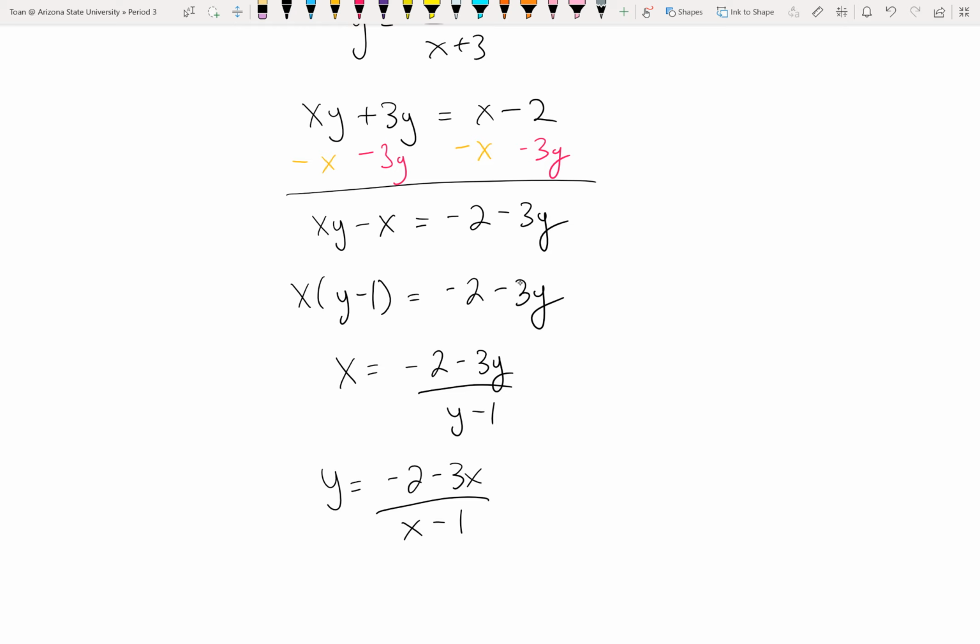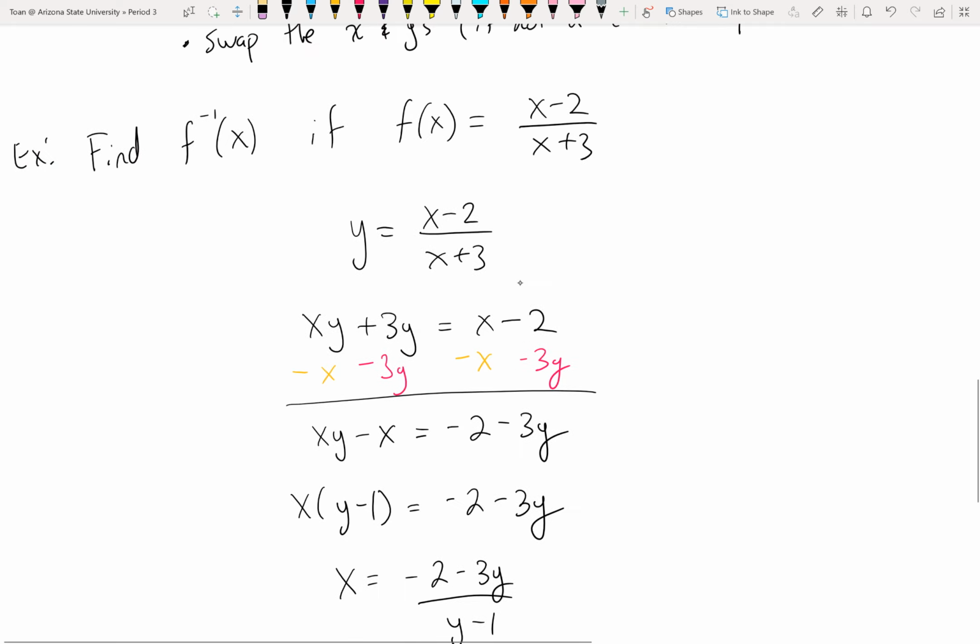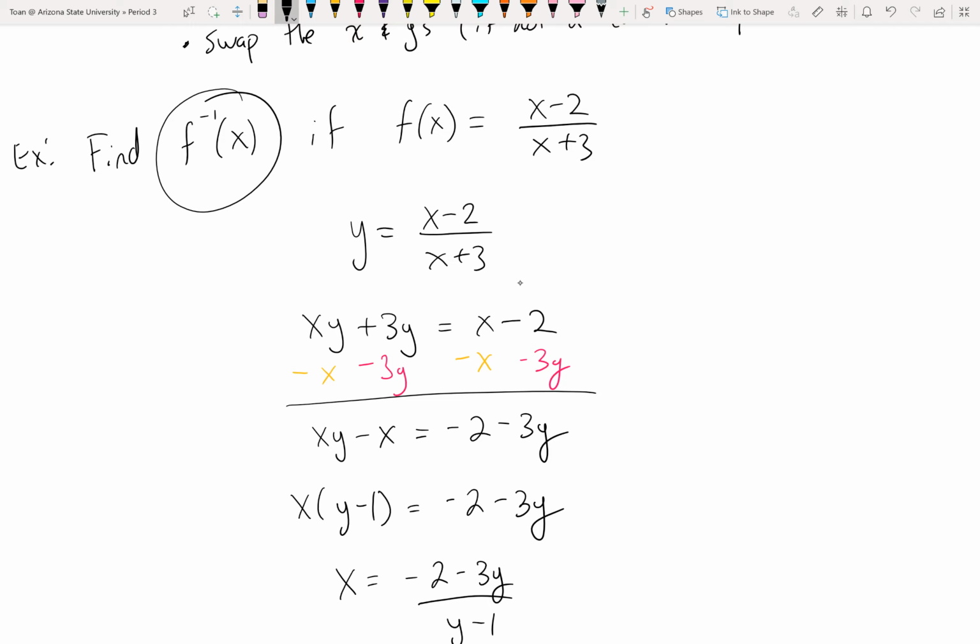That's not wrong. You submit that on the test on Friday, I'll give you full points. However, if I scroll up to the original instructions, the original instructions did say find f inverse of x. They just want to put it back in function notation.